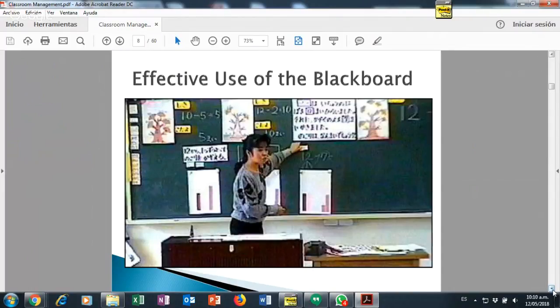Okay, effective use of the classroom. If you look at this teacher, she has perfect organization of her blackboard. Okay, and she's not only using the chalk, she's using other tools as well. She's using cardboards, okay, that also help to contribute to the better understanding of the student. Okay, so your students, this is because your students also need structure in their brain. Okay, a lot of our students are visual.